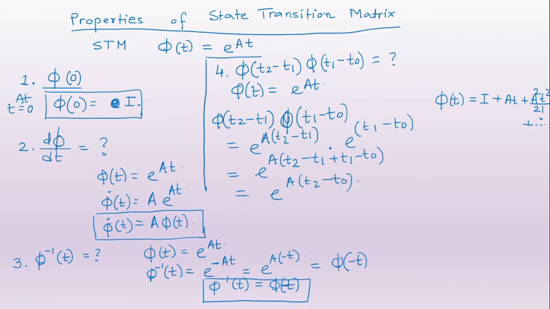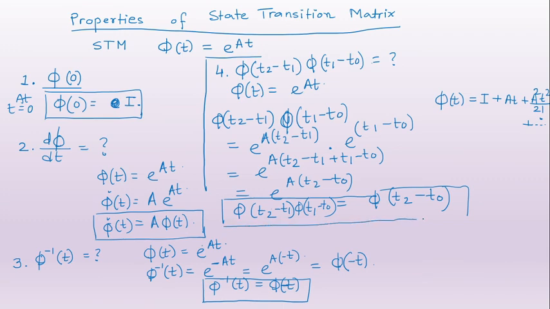That means we can write it as phi of t2 minus t0. Therefore, we know that phi of t2 minus t1 into phi of t1 minus t0 is phi of t2 minus t0. Okay, this is the fourth property to remember.